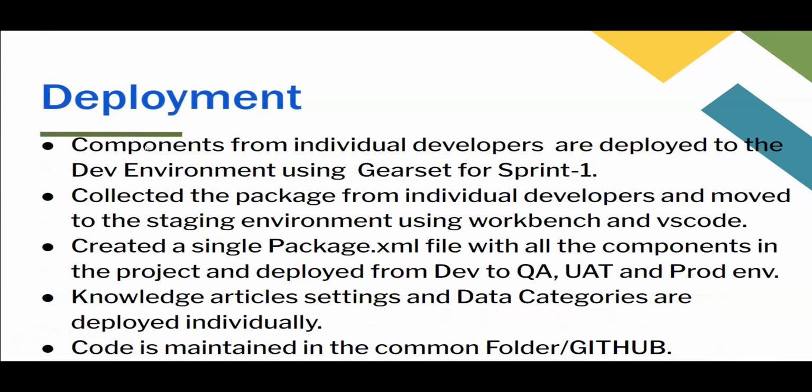In the first sprint, components from individual developers were deployed to the dev staging environment using the Gearset tool. But in the next sprints, we used Workbench and VS Code. We collected a package from all the developers and deployed it in the dev staging environment using Workbench and VS Code. Once the unit testing is done in dev staging, we created a single package XML file so that all the code from dev staging will be moved to QA, UAT, and production.